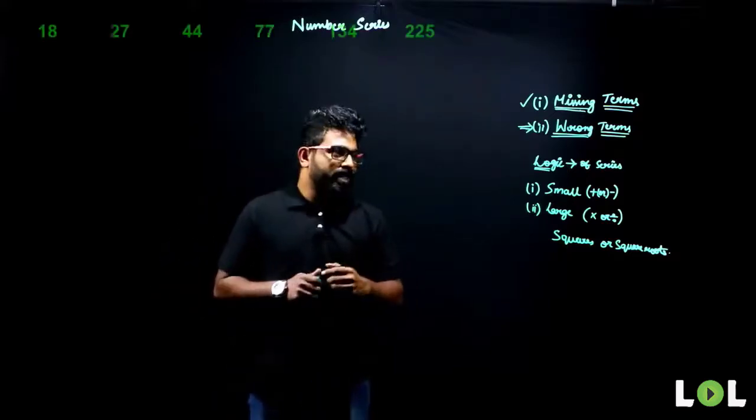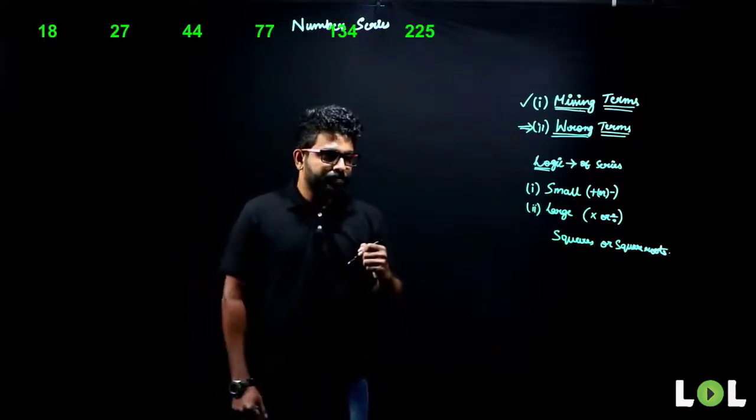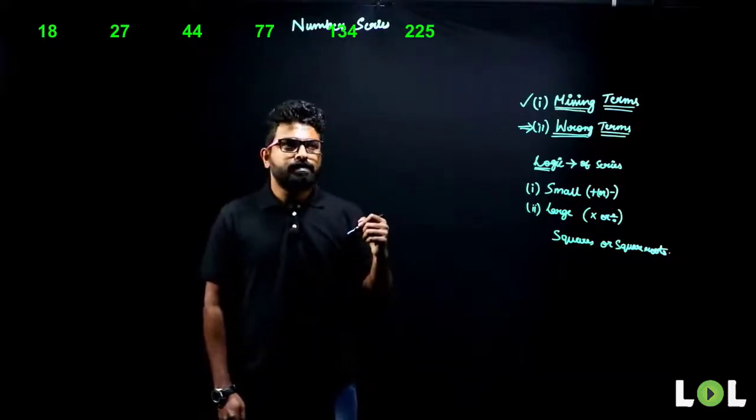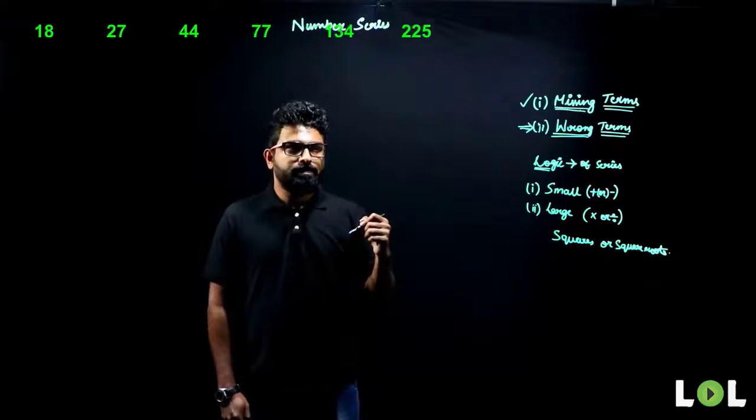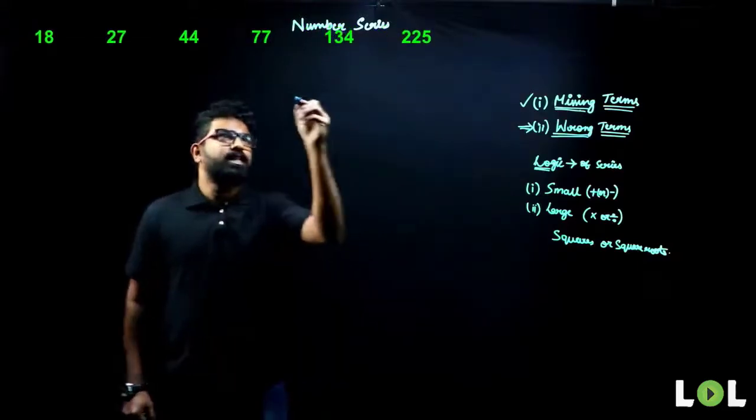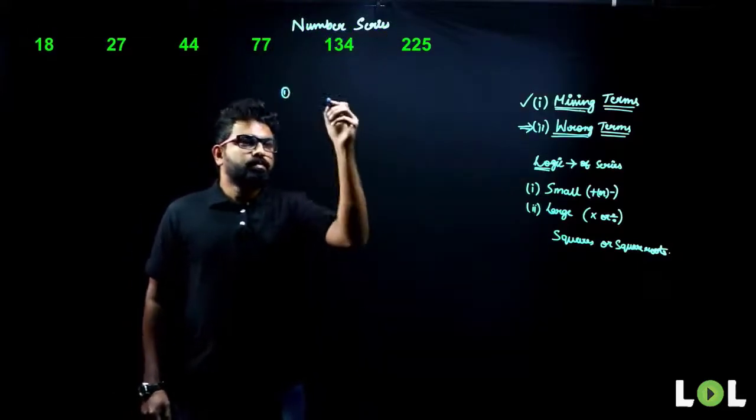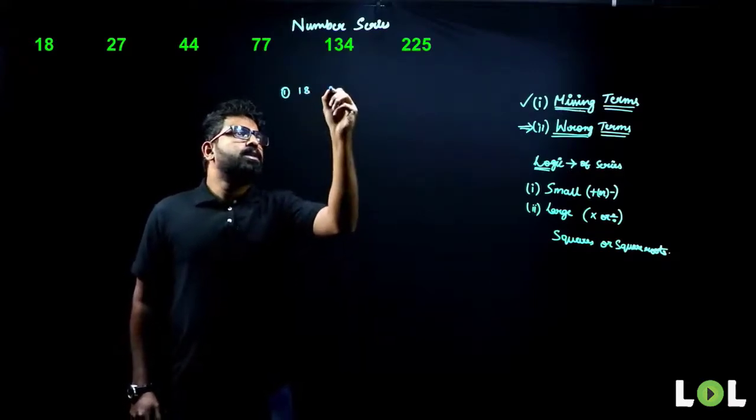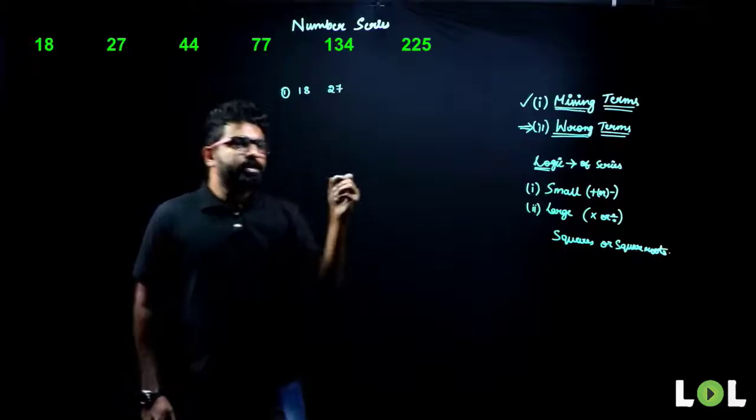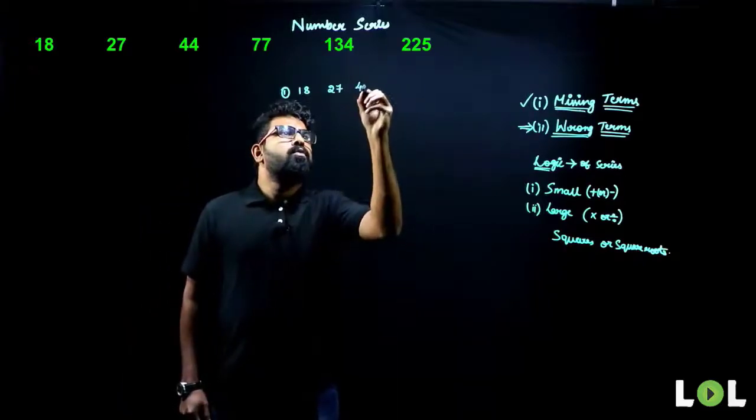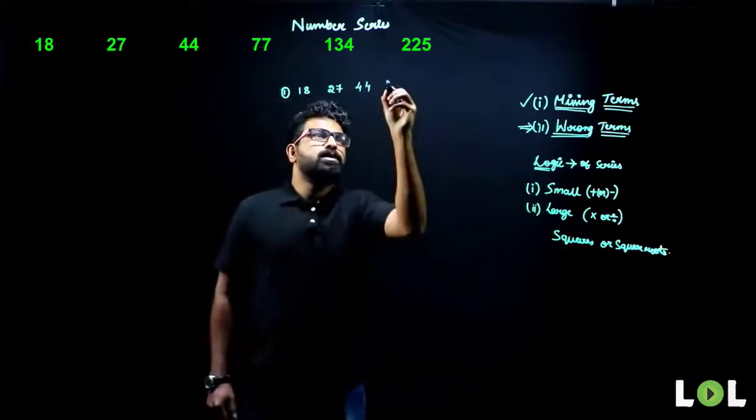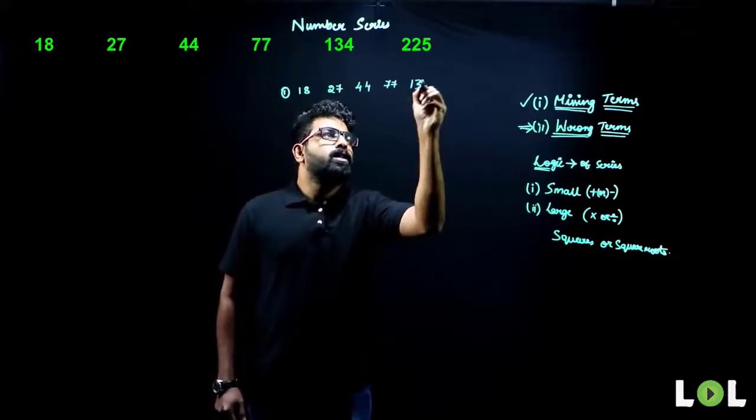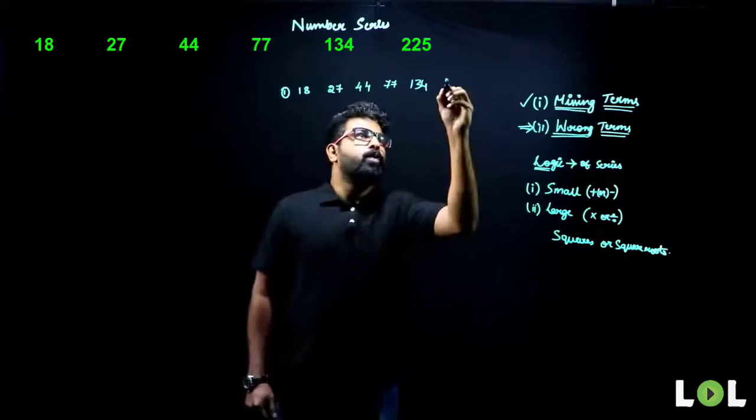What does the first question tell? Can I have my first question? The first question here goes like this: 18, 27, 44, 77, 134 and 225.